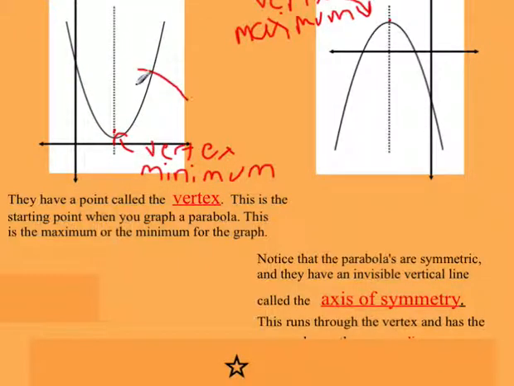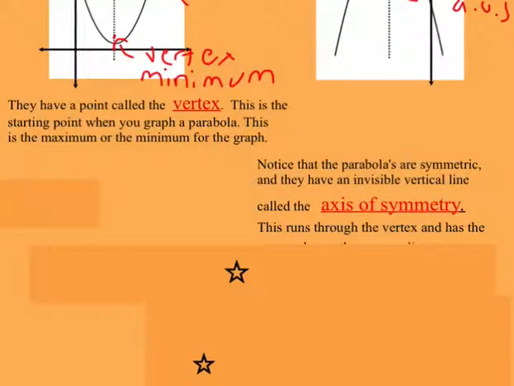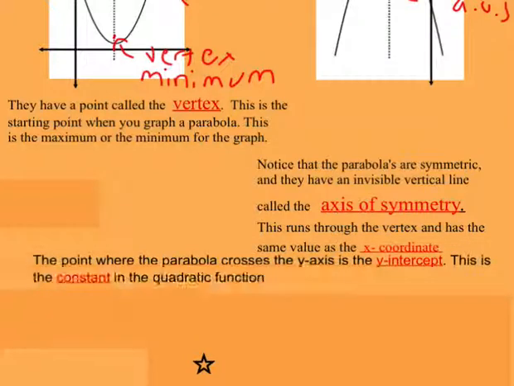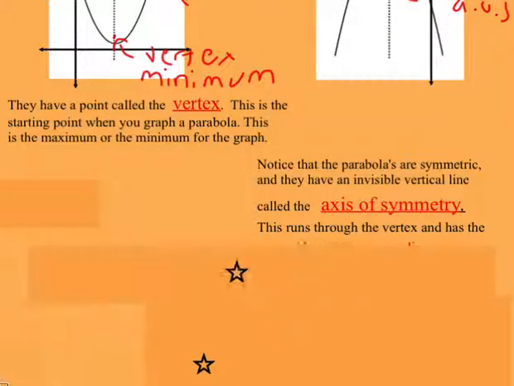So the axis of symmetry is right here, and I'm just going to abbreviate that AOS because you'll see that every once in a while. So that's our axis of symmetry. This runs through the vertex, and basically it's going to be cutting your parabola in half. Okay? And it has the same value as the x-coordinate.